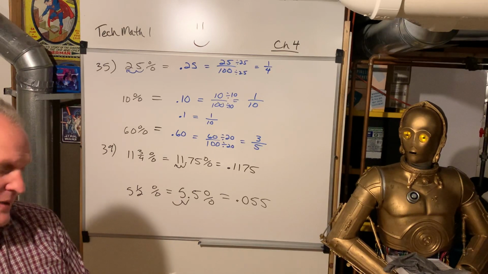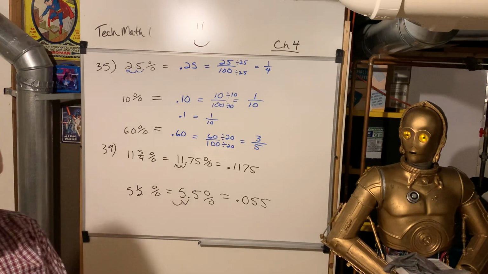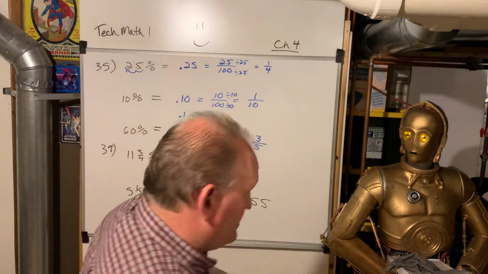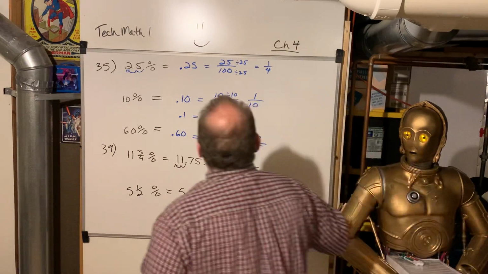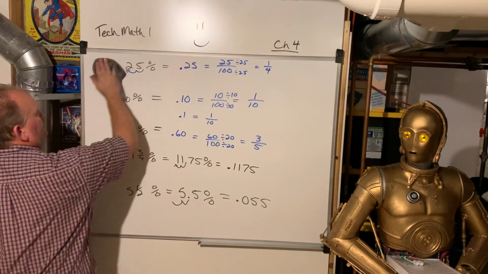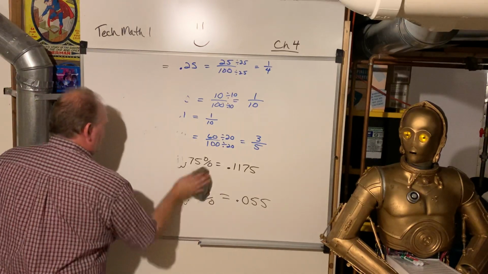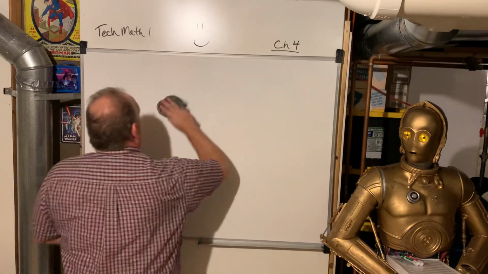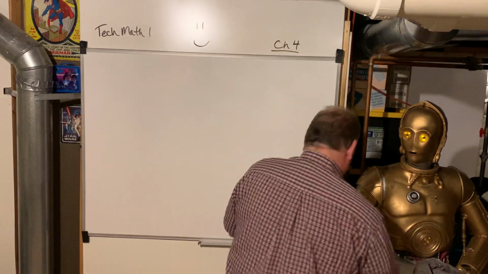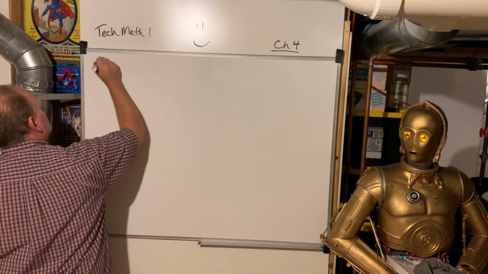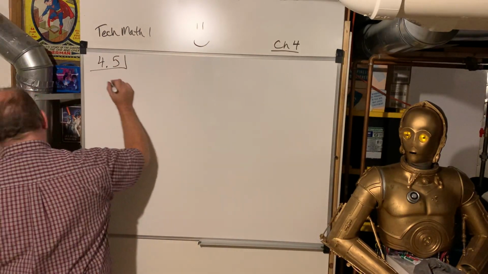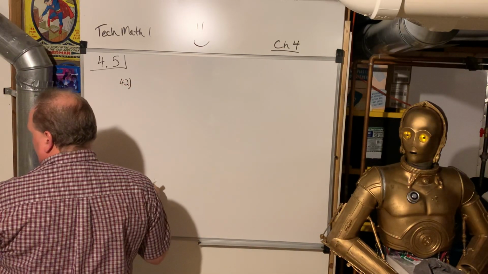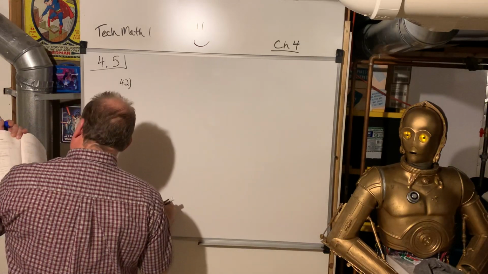Lovely, lovely. Let's look at 4.5, converting decimals and fractions into percents. So going the other way. So going from this back to that. That's 4.5. So we're looking at number 42, and we're looking at 43, and we're looking at 44.